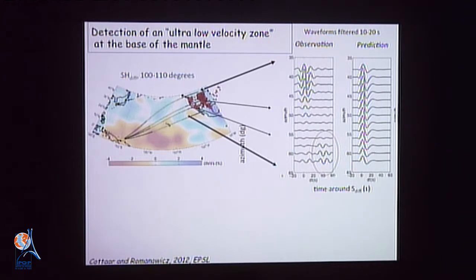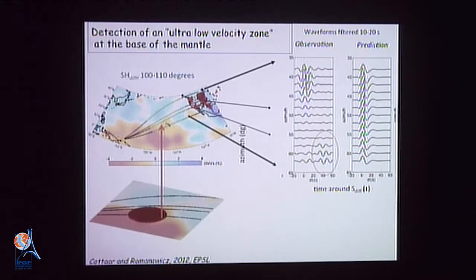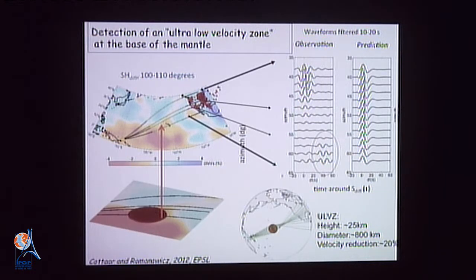This is a comparison with what would be predicted from a tomographic model, even our latest one, where you don't see these features. I note this decrease in the amplitude of the main phase associated with what we call a post-cursor, a very strong post-cursor that has a moveout. You can't see it very well here. To explain this, we introduced, this is work of my graduate student Zane Kotar, a very simple model of a cylindrical ultra-low velocity zone with a height of 25 kilometers, a diameter of 800 kilometers, which is very large for an ultra-low velocity zone, and a shear wave velocity reduction of 20%.